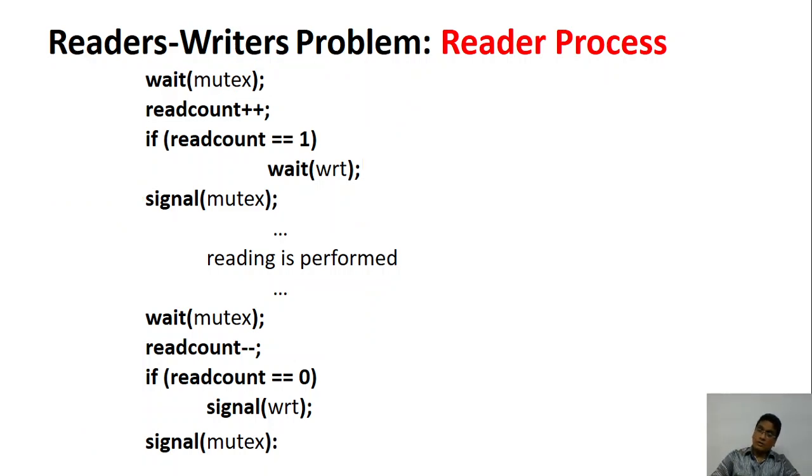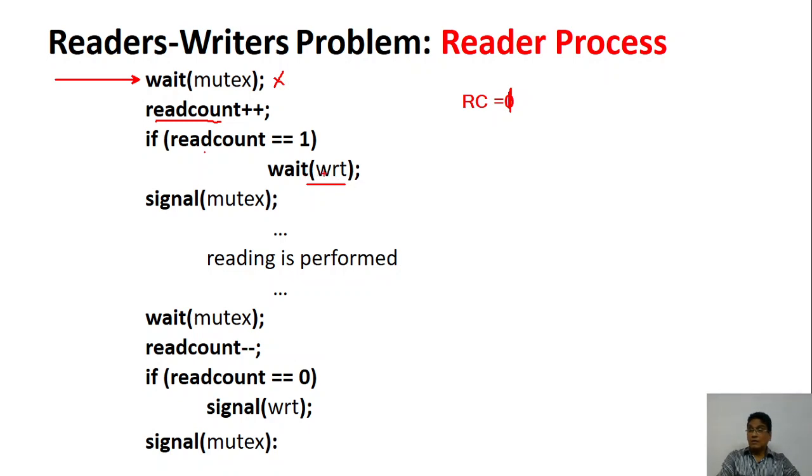So let's look at the first reader who is going to enter. The first reader who enters will lock it, so that others will not come and disturb. Increase the count. What was the initial value of read count? Read count was initially 0. So read count plus plus means it is 1. Okay. Then if the read count is 1, he is going to wait on the writer.